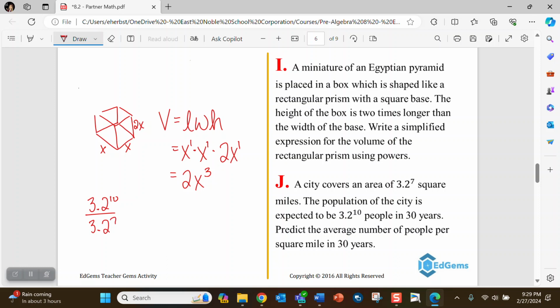So since our bases are the same, and a base can be a decimal here, as you can see, so the base is 3.2, we're going to subtract 7 from 10 and get 3. So it's 3.2 to the third people per square mile. And so let's go ahead and just multiply that out. 3.2 times 3.2 times 3.2. So that's going to be 768 people, and we could round that up to just say 33, so about 33 people.